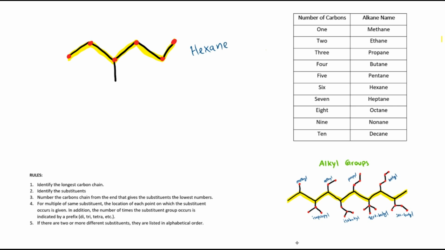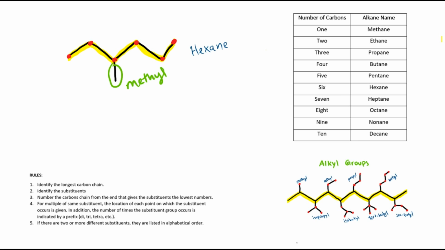Once you have your longest continuous carbon chain identified, you are left with your alkyl groups. In this case, we have only one alkyl group, which is methyl. The next thing you want to do is number the carbons in your parent chain in a way so that your alkyl groups get the lowest possible number. And this is what I mean.